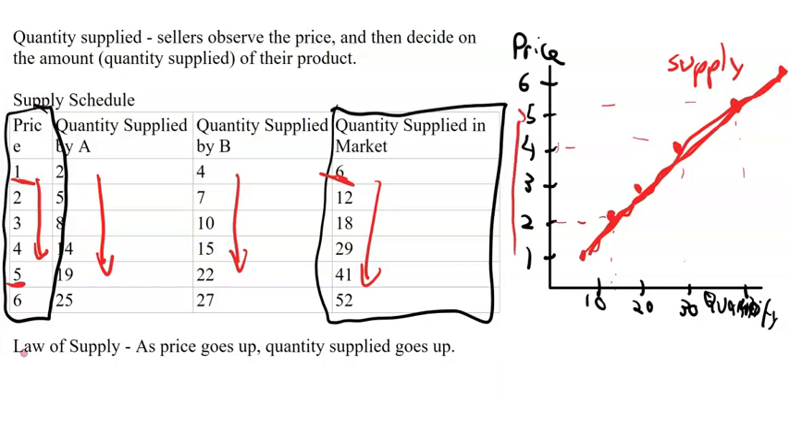But for the most part, for most goods, this is what happens. As price goes up, sellers find that, at a higher price, they're able to earn more. They are able to earn more revenue, so they tend to produce more quantity. And so we see that the supply curve is upward sloping.